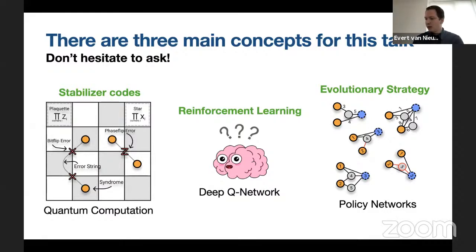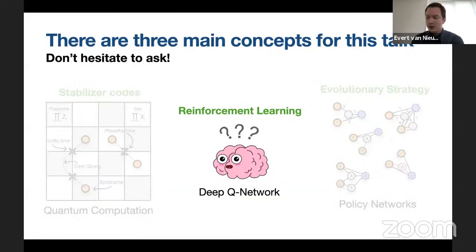So I would want to start, actually, with reinforcement learning, because I think it's a bit of a lighter concept than diving into stabilizer codes. And that's also a lot of fun, I think. So let's get started with the reinforcement learning.